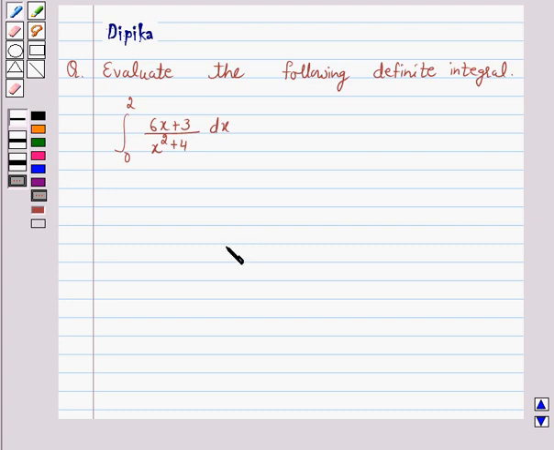I am Deepika here. Let's discuss a question which says, evaluate the following definite integral: integral from 0 to 2, (6x plus 3) upon (x square plus 4) dx. Now, in this question, we will use the second fundamental theorem of integral calculus. So, let's start the solution.